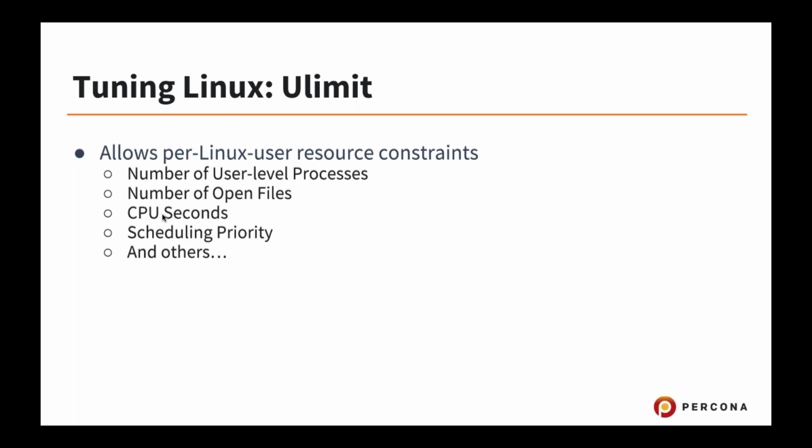So the user level processes in Linux usually defaults to 1024 per user. So the user running Mongo usually can only open 1024 processes, which really means you can only have about 1,000 connections open to Mongo if you don't tune that. Same with open files. Mongo opens a lot of files, and that limit can be pretty low on Linux.